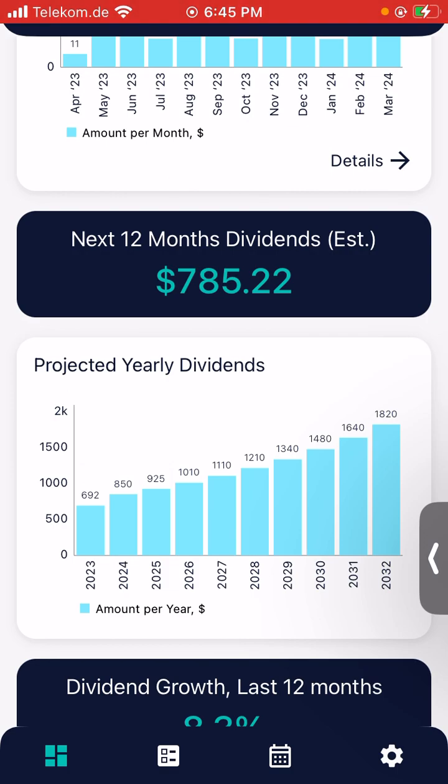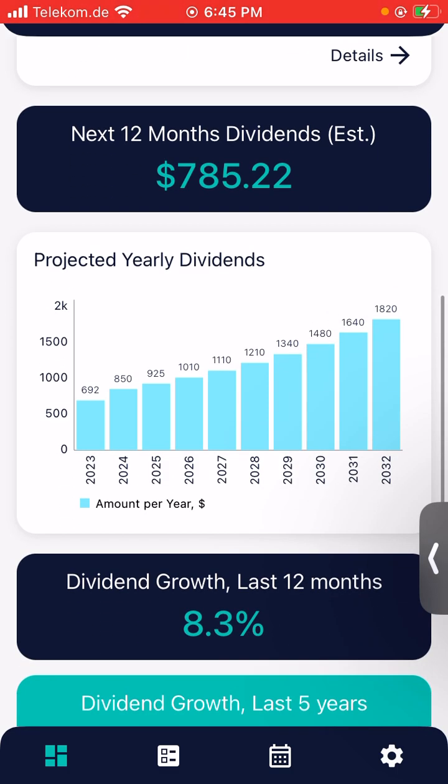The projected yearly dividends gives you a vision about what you should expect in the next 10 years using the portfolio that you have invested in as of today.